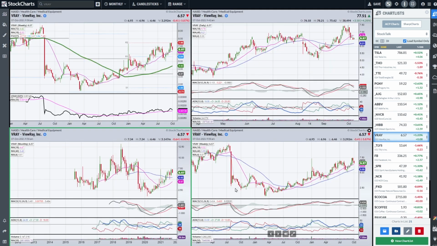VRAY. So it's been trending. We can see this trend. We have a rising 18 and a rising 40, and we keep pulling back to those, and those lines keep rising, and we keep making higher highs and higher lows. So there's nothing wrong with it from that standpoint.